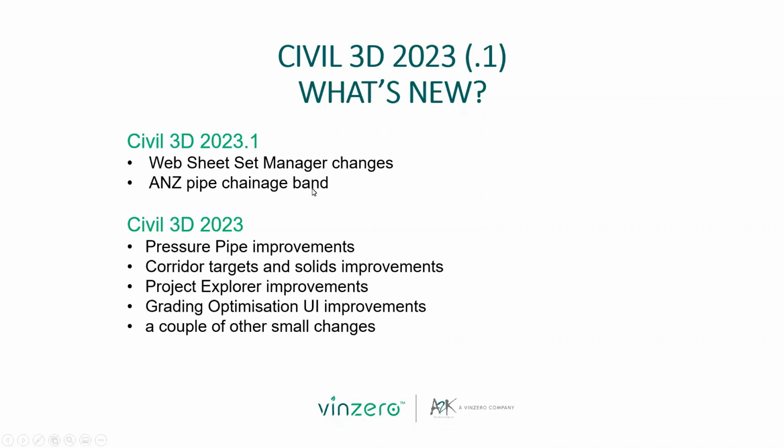Then we'll look a little bit at one particular update to the ANZ country kit. And that will pretty much cover off the major changes to 2023.1. Then we'll get into the other bits and pieces that I've covered already, which are the pressure pipes improvements, corridor targets and corridor solids improvements, some changes to Project Explorer, and grading optimization. There have been some small changes there, and a couple of other small changes as well, which we'll mention as we go through.